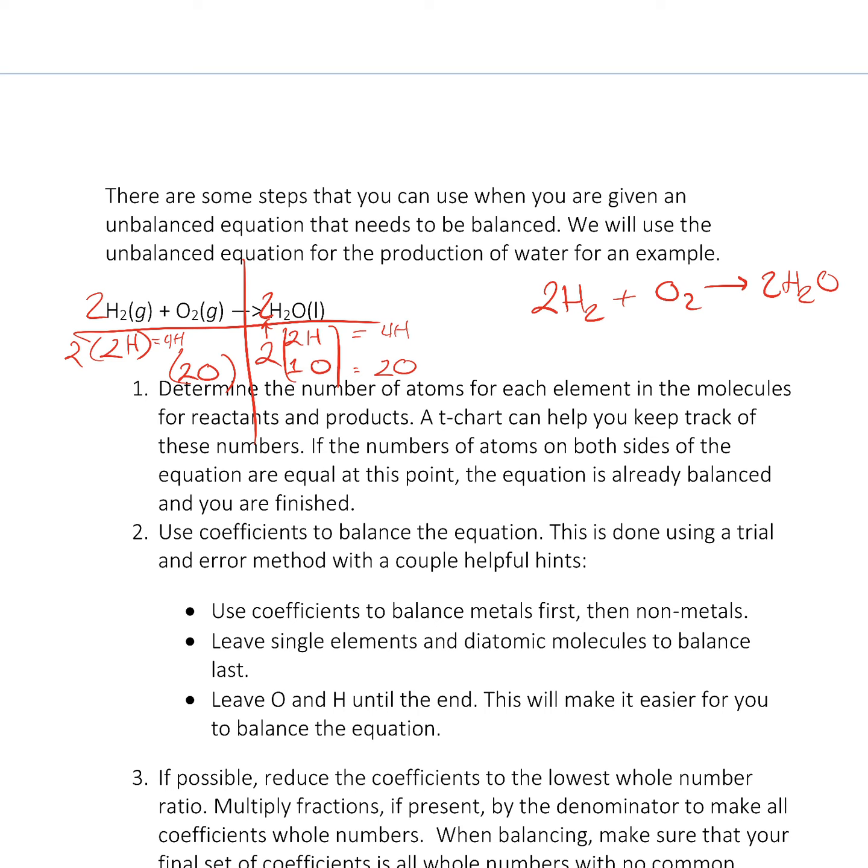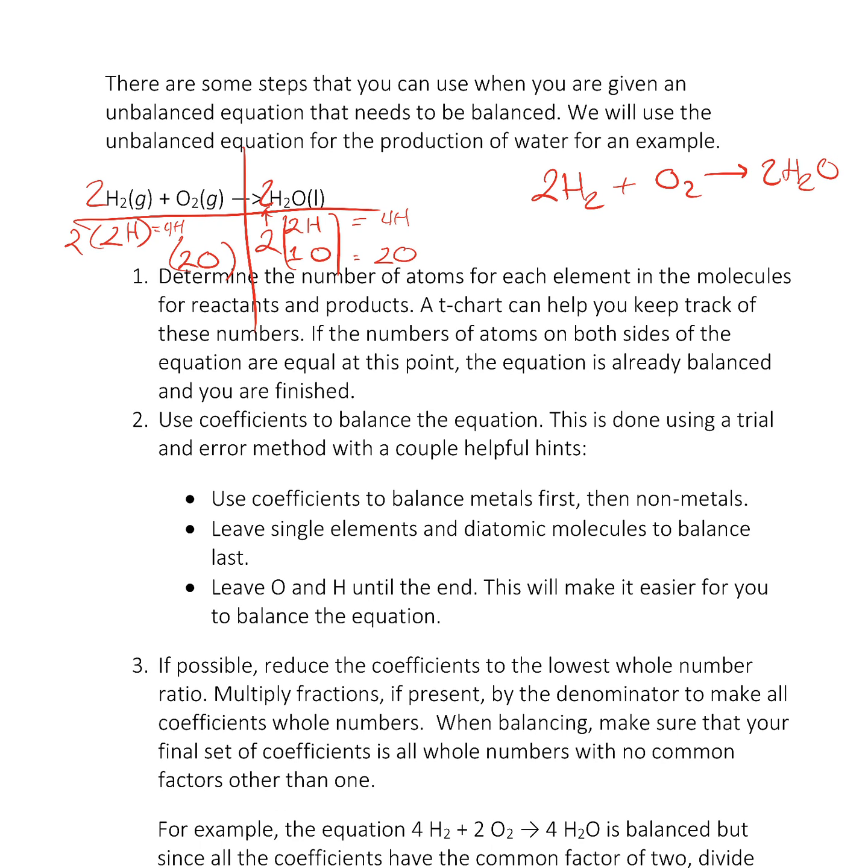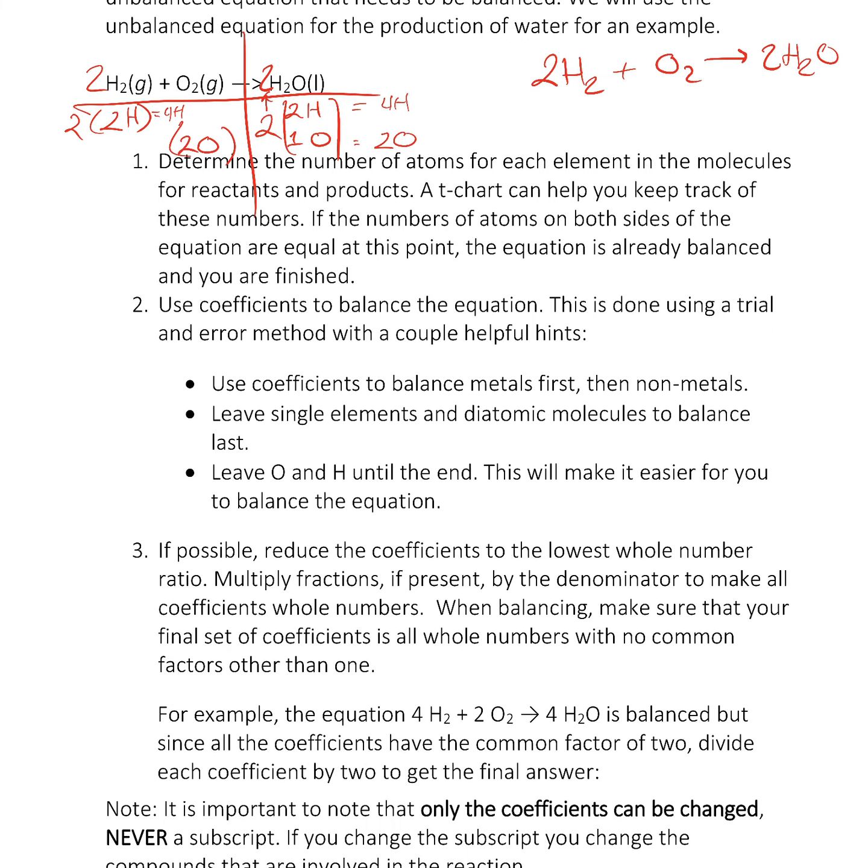Let's read if there's any other advice that's valuable here. Use the coefficients to balance the equation. Use coefficients to balance metals first, then nonmetals. That can be helpful. We don't have any metals here. Leave single elements and diatomics to balance last. We did leave our hydrogen to balance last. Leave oxygen and hydrogen until the end. This will make it easier to balance.